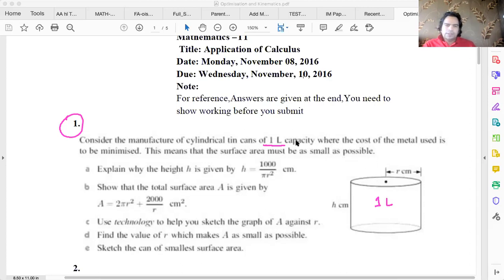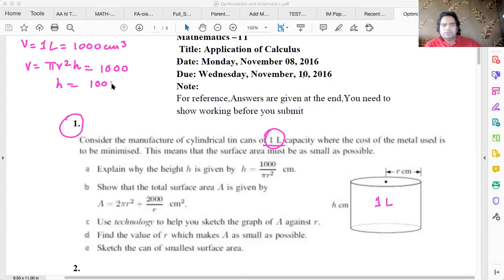Now, the volume has been given as liter, and you can see the units are in centimeters. So first thing you need to be careful is that when you write down the volume formula, 1 liter is the same as 1000 centimeter cube. Now, volume of cylinder, we need to know is pi r square h. So pi r square h equals 1000. And from here, height is 1000 over pi r square. So we have written the first step, that is to find out the height in terms of radius.